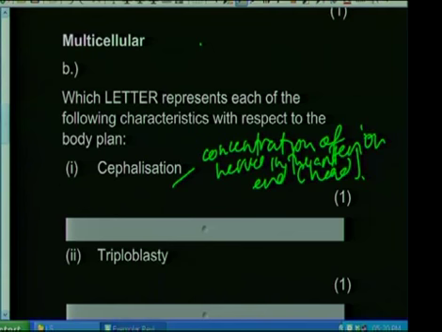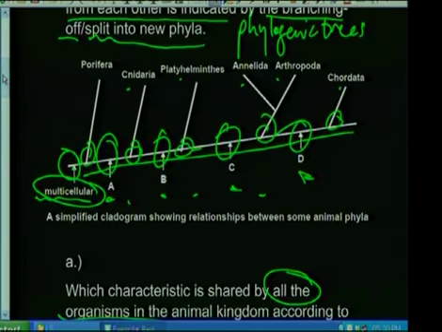Concentration of nerves in the front, anterior meaning the front of the body, or in the head region. So they want to know which letter that came from. B. The answer is B. So notice where it came from: cephalization.